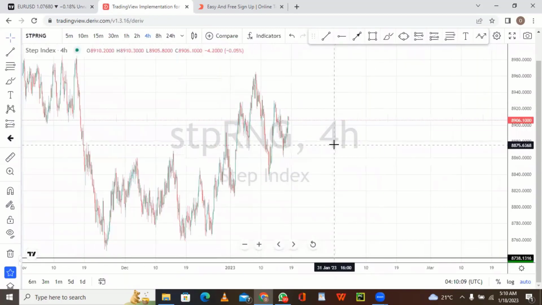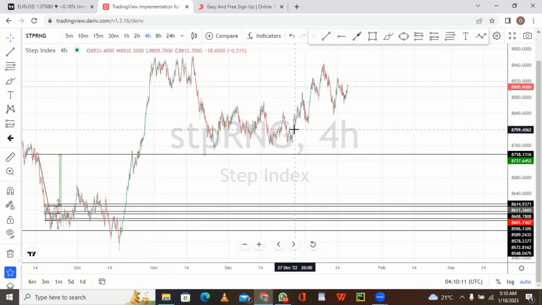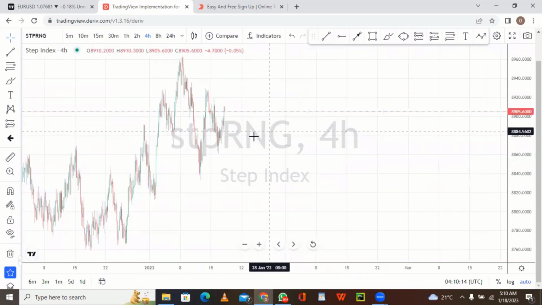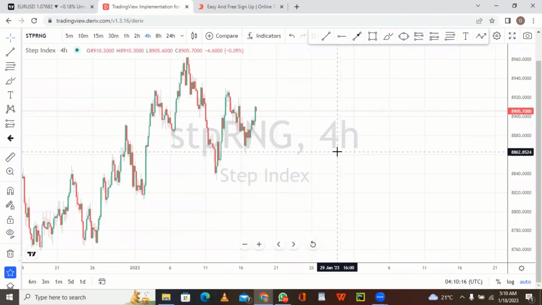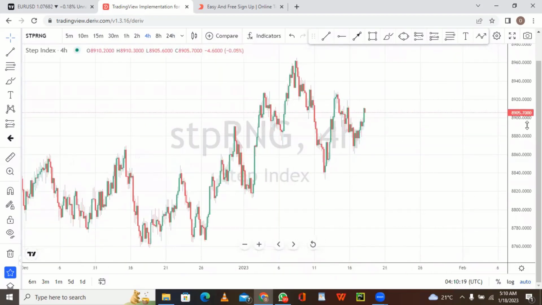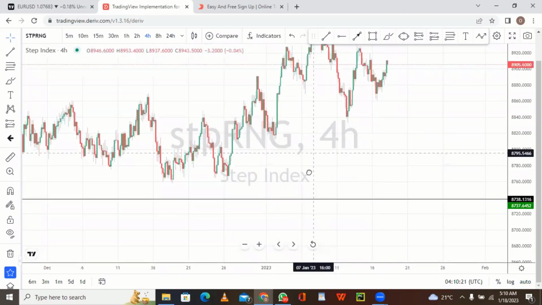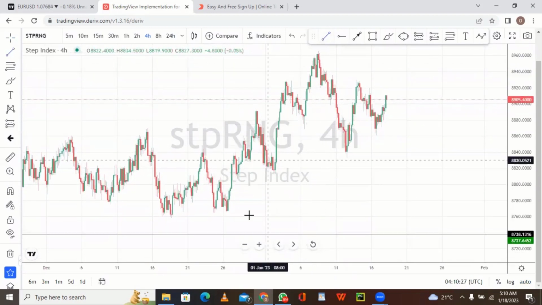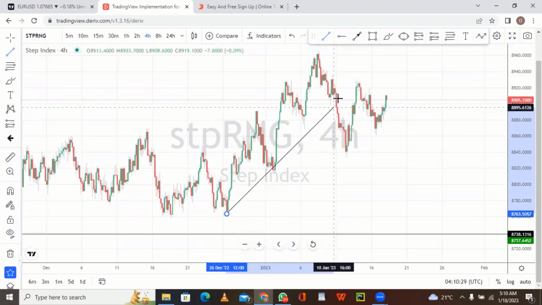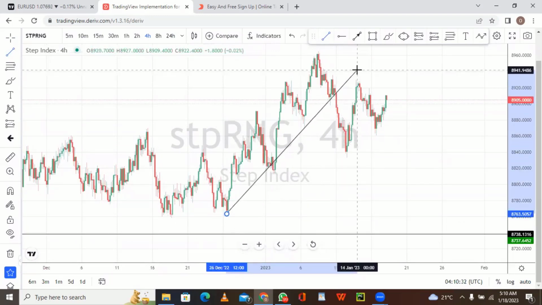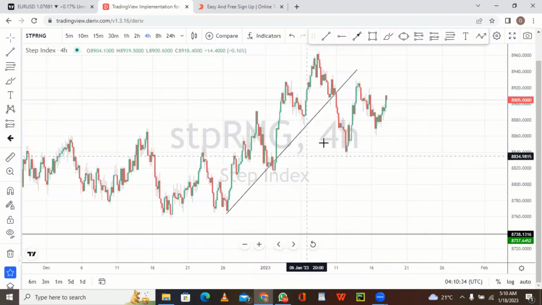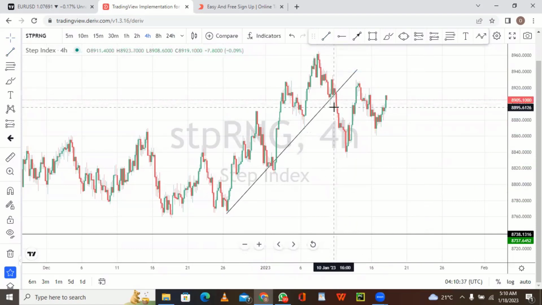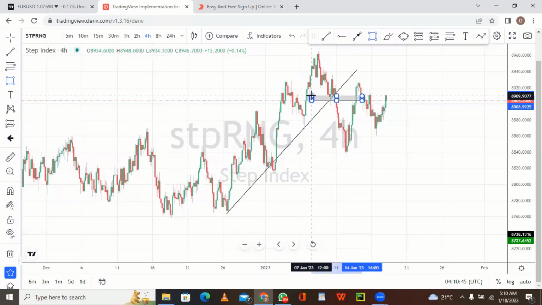This is step index, on the 4-hour time frame. All right. So if you check what I explained from the analogy I made, you can see that within this region, you can actually have a trend line here. So at this point in time, this trend line was broken. This is where the trend line was broken, around this region.